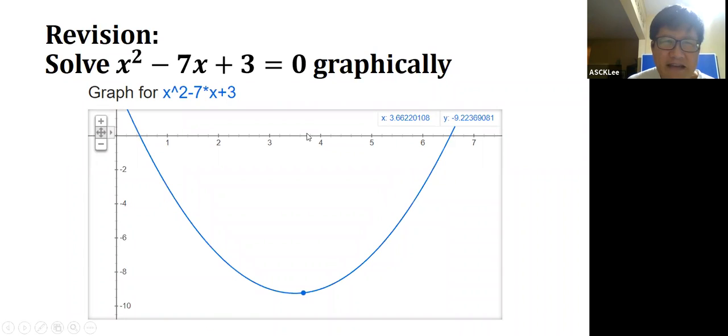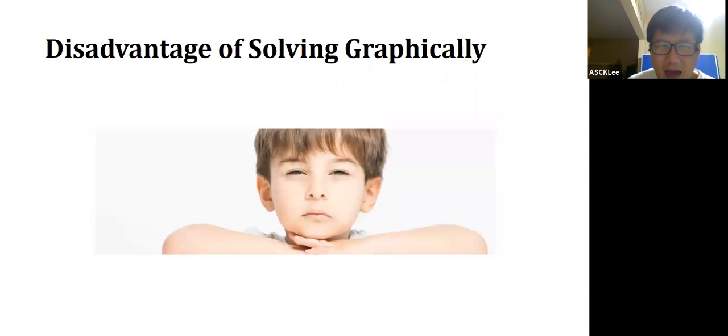Solve x squared minus 7x plus 3. Plot it out, and our two solutions are right here and here. This is 0.4 something, not quite 0.5 yet, and this is 6.5 somewhere there. And with this, we come to realize the disadvantage of solving graphically. Everything is approximate.